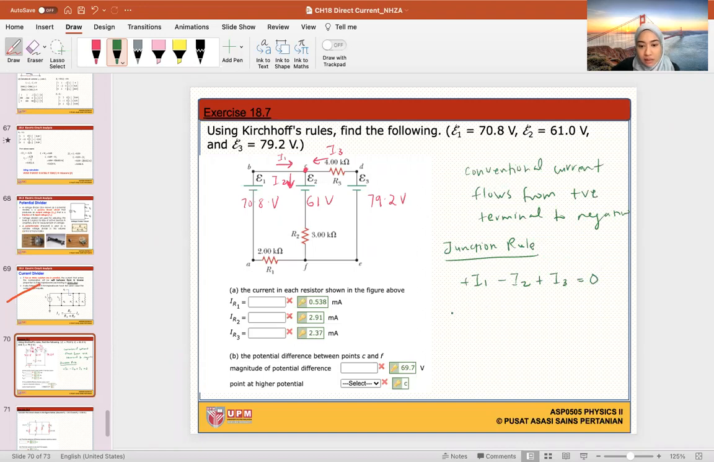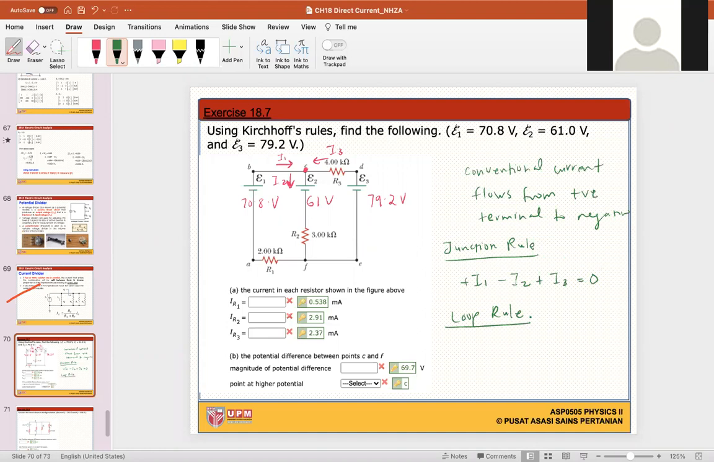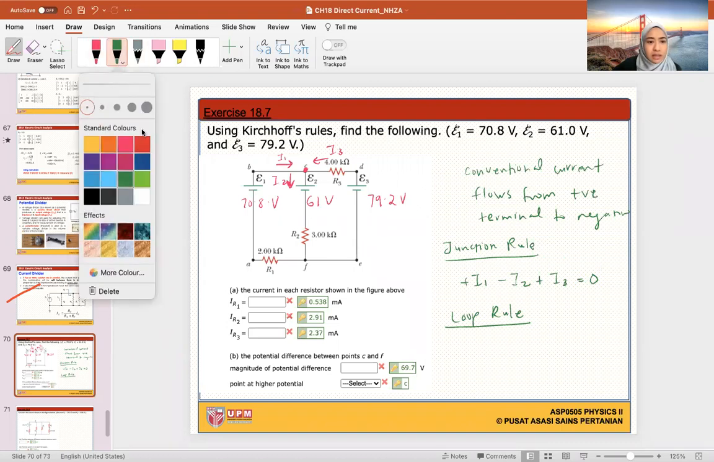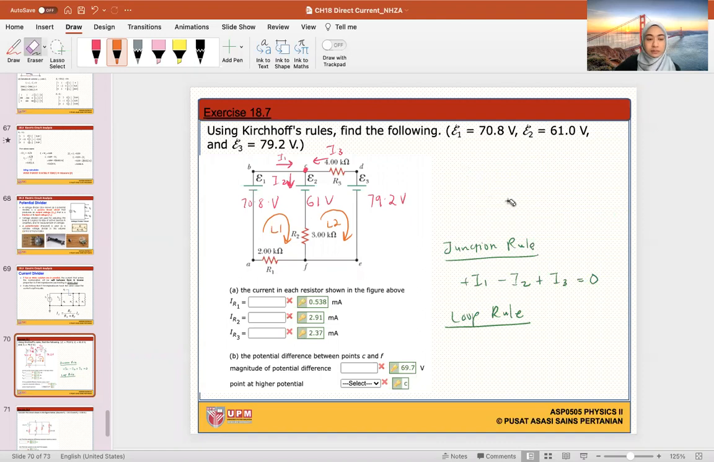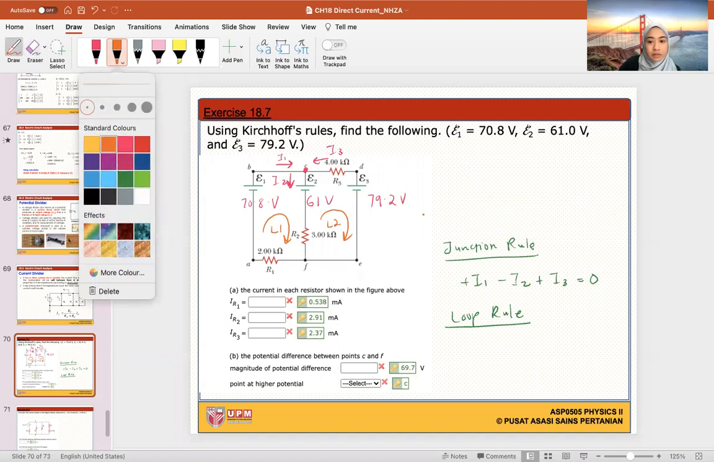Okay, next. And then the loop rule. The loop rule, the first thing that we need to do is draw your loop. Okay, so let's use a color that is more visible. So I want to do clockwise. Did I do clockwise? Yep, I did clockwise. So this is my clockwise loop. This is loop number 1. This is loop number 2. I have a feeling that I don't have enough space. So let me selesaikan dulu.